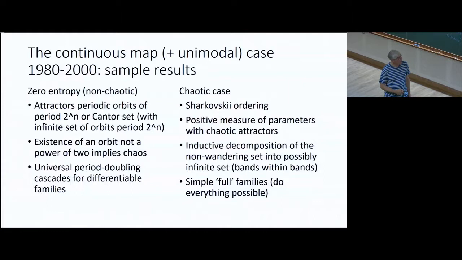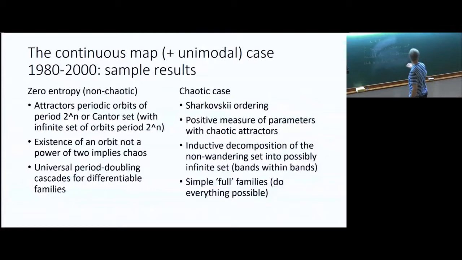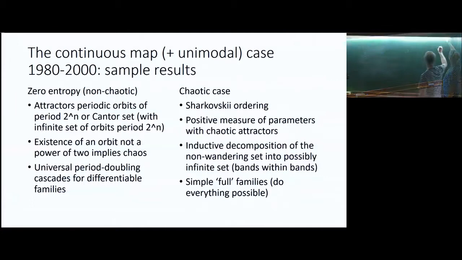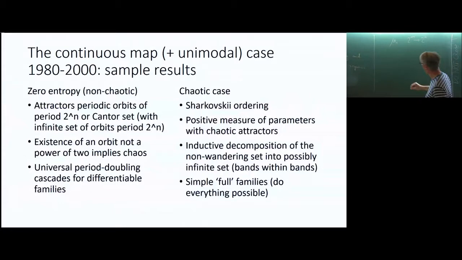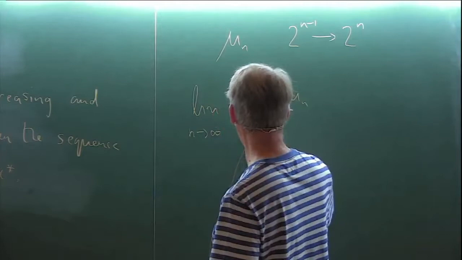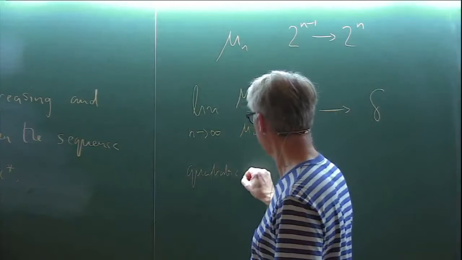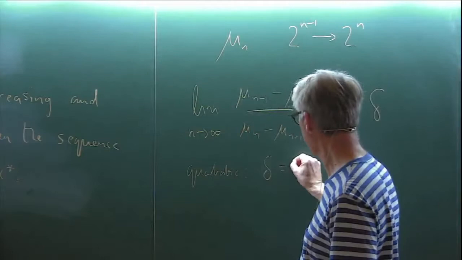Universal period doubling cascades, the really nice thing for the differentiable families is that the accumulation rate, so you have period doubling, let's say mu n, we have period 2 to the n going to period 2 to the n plus 1. Now, if you look at something like the accumulation rate of these, so mu n minus 1 minus mu n over mu n minus mu n plus 1, that tends to a limit, delta. And for the quadratic map, this is sometimes called the Feigenbaum or Feigenbaum-Cvitanović constant. Delta is 4.669 something.